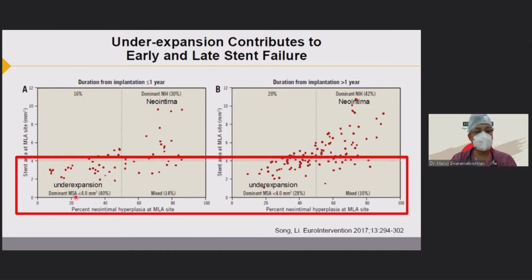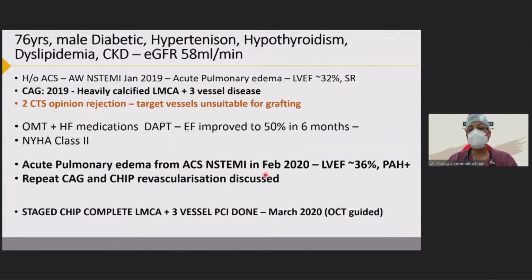If the MSA, the minimal stent area, is less than 4 square millimeter, you define it as an underexpansion, and there's significant neointimal hyperplasia and restenosis within 1 year. Also beyond 1 year, if the MLA is less than 4 square millimeter, indicating a poorly expanded stent, it definitely causes a late stent failure as well.